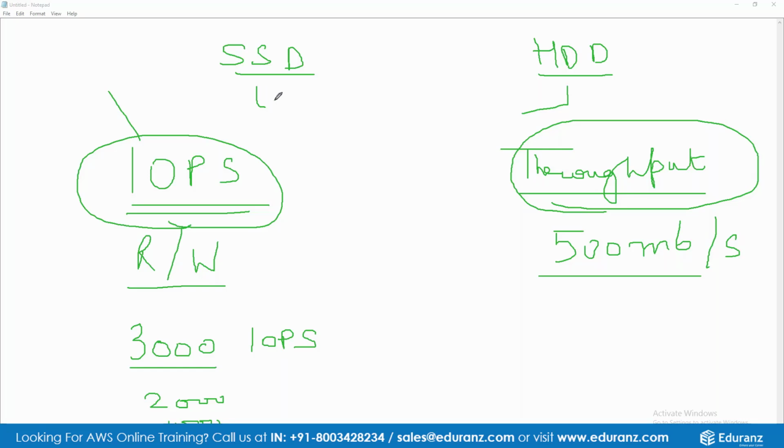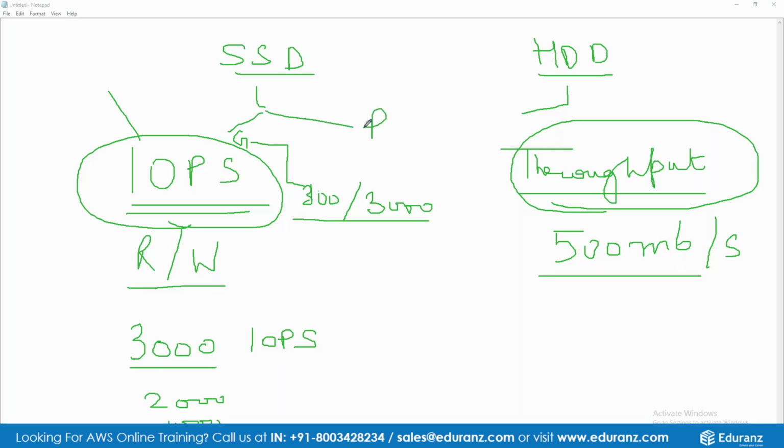So here we can choose SSD, and again in SSD we have two types. In general purpose, we can get the IOPS in a range of 300 to 3000. That means based on the requirement, based on the requests coming in, it will scale up and scale down the IOPS between 300 and 3000.